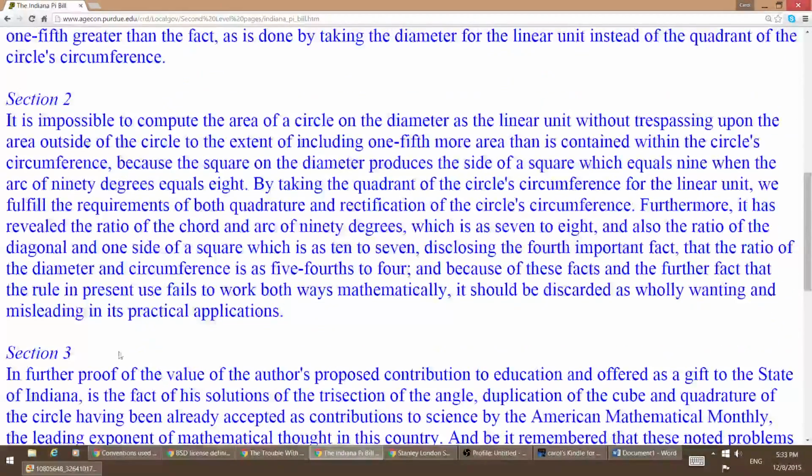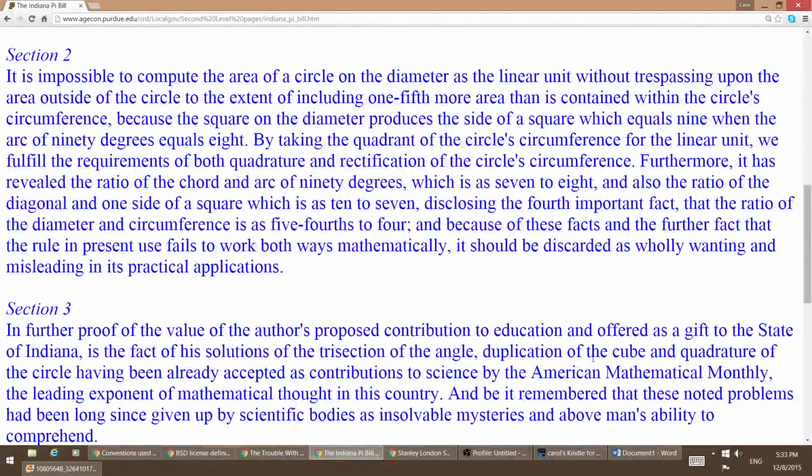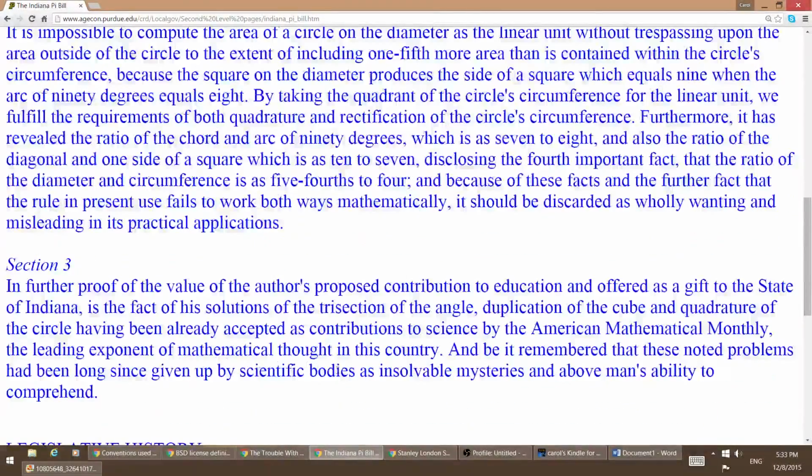In this scenario, Section 3, it is further proof of the value of the author's proposed contribution to education and offered as a gift to the state of Indiana is the fact of his solutions of the trisection of the angle, duplication of the cube, and quadrature of the circle having been already accepted as contributions to science by the American Mathematical Monthly, the leading exponent of mathematical thought in this country. And be it remembered that these noted problems have been long since given up on by scientific bodies as insolvable mysteries and above man's ability to comprehend.